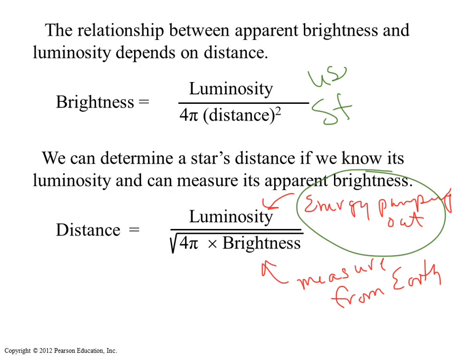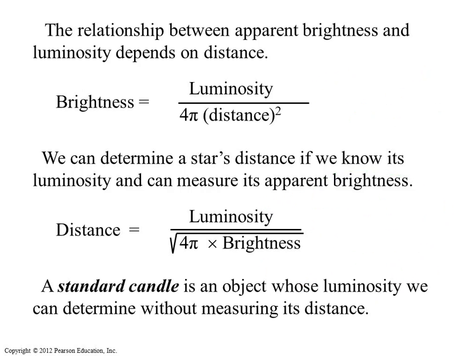Standard candles. It's very similar to going to your cupboard where you've got your choices of your 40 watt, your 60 watt, I don't know, 25 watt, if you've got a dim place you're going to light. But you know on the box how much energy it's pumping out. So a standard candle is an object whose luminosity, how much energy it's pumping out, is known.